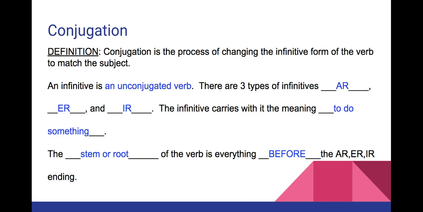There are three types of infinitives, as you may remember from last chapter: AR, ER, and IR verbs. And the infinitive carries the meaning to do something. So bailar, to dance, cantar, to sing. The stem or root of the verb is everything before the AR, ER, IR ending. So you may hear me call it a stem, you may hear me call it a root. They both mean the same thing. And this is the part of the word that you get when you chop off that AR, ER, or IR. So for example, the verb bailar, once we chop off the AR, we're left with bail. And bail is going to be what we call our stem or our root.